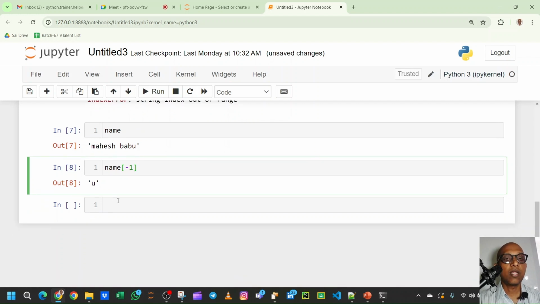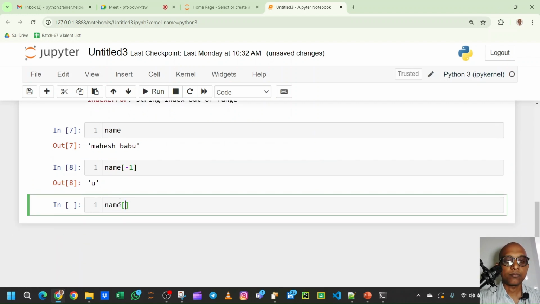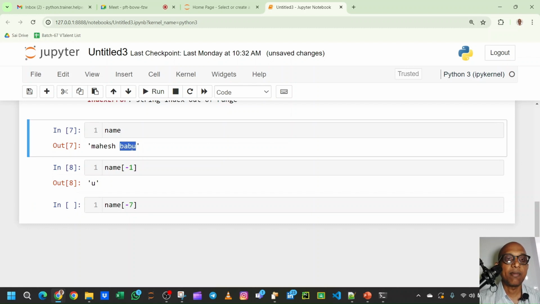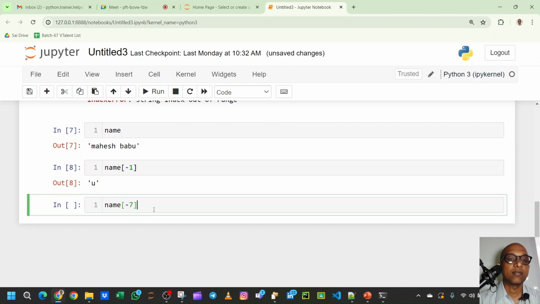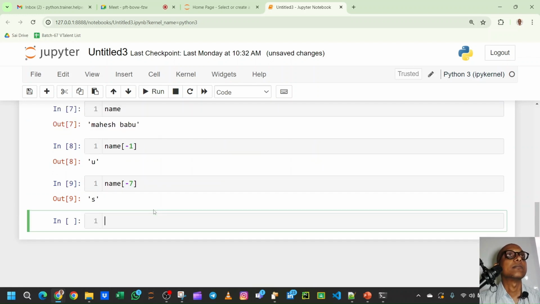Clear? So now name of minus, let us say 7. What does it mean? I am going to get the character in the given string whose index is -7. So I'm going to start at -1, -2, -3, -4, -5, -6, -7. Yes, I'm going to get the S.